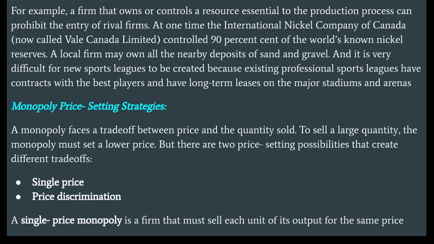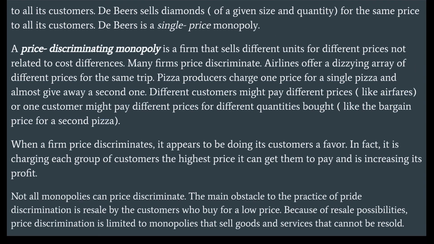Monopoly price setting strategies. A monopoly faces a trade-off between price and the quantity sold. To sell a large quantity, the monopoly must set a lower price. But there are two price setting possibilities that create different trade-offs. Single price monopoly. A single price monopoly is a firm that must sell each unit of its output for the same price to all its customers. De Beers sells diamonds of a given size and quality for the same price to all its customers. De Beers is a single price monopoly.